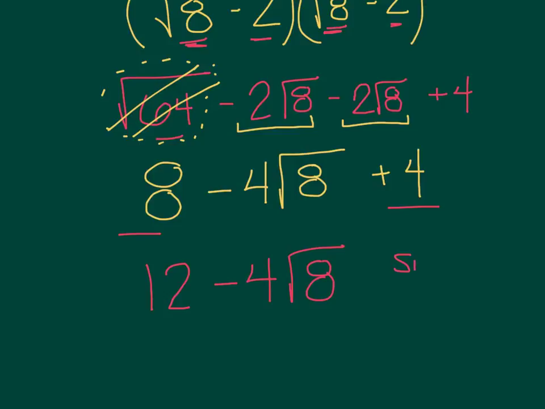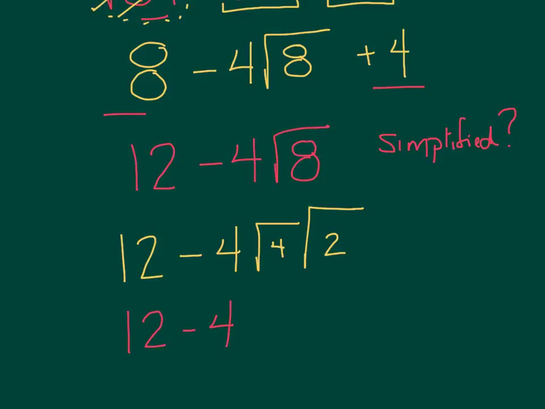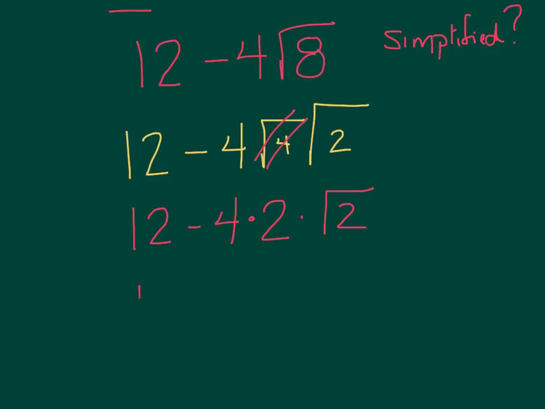Now, is this simplified? Hopefully you're saying, no, it's not. This radical 8 can still be broken down. So let's keep chugging. I'm going to say this is minus 4 times what 2 numbers multiply to radical 8? Well, I'm going to go with 4 times 2. And then lastly, I've got 12 minus 4. I know the square root of 4 is 2. Notice I'm multiplying, times radical 2, which leads me to 12 minus 8 radical 2.